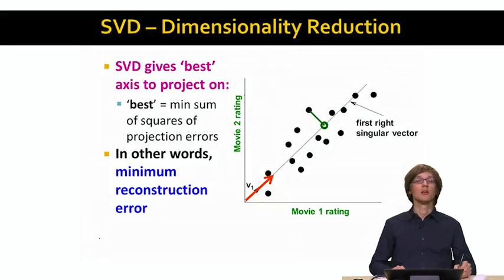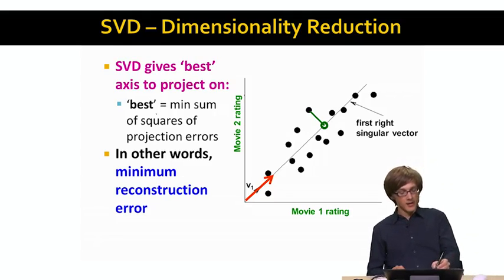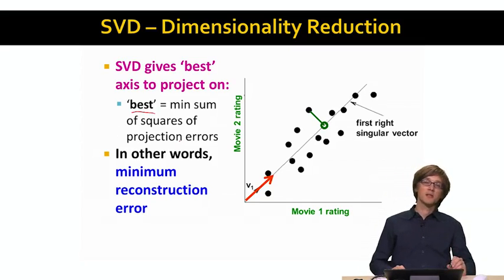And what SVD is really trying to do, in some sense, it gives us the best axis to project on. What we mean by this is that the best means that the sum of the squared projection errors is minimized. Okay, so in some sense we want a small set of axes such that if we represent our data in terms of that axis, we get the minimum reconstruction error.